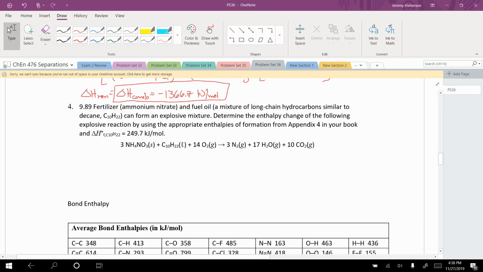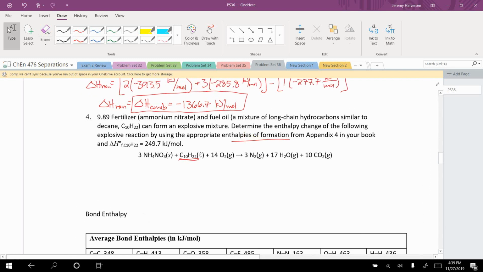Fertilizer, which is ammonium nitrate and fuel oil, a mixture of long-chain hydrocarbons similar to decane, can form an explosive mixture. Determine the enthalpy change in the following explosive reaction by using the appropriate enthalpies of formation from Appendix 4 in your book, and they give you the delta H formation of this one because it's not in your book. Okay, so they tell you to use enthalpies of formation, so we're going to be doing products minus reactants.